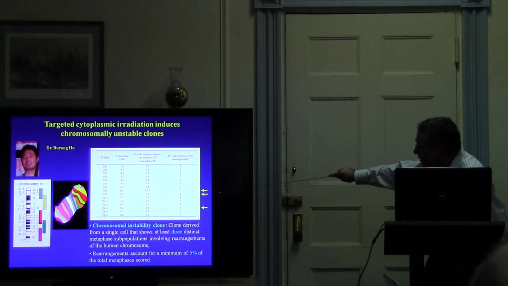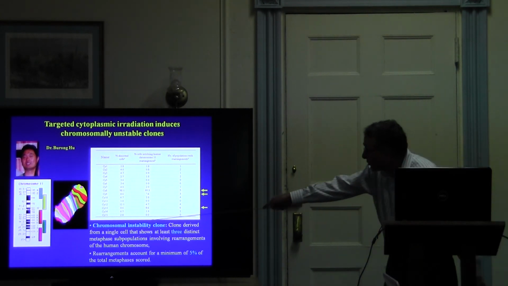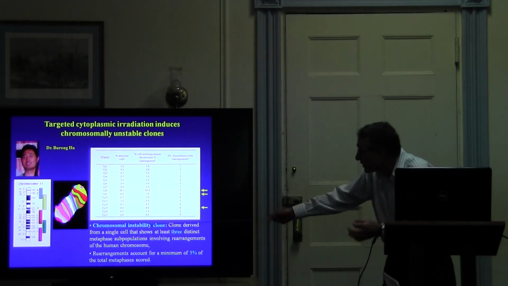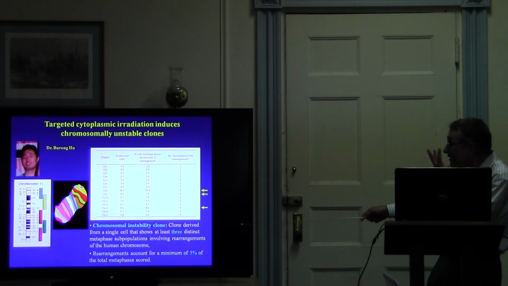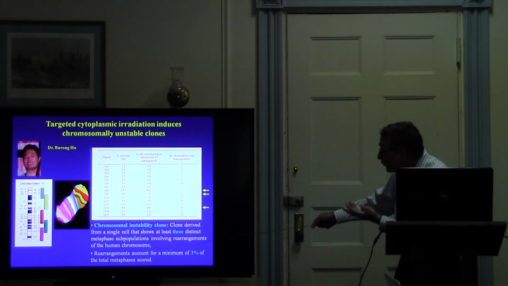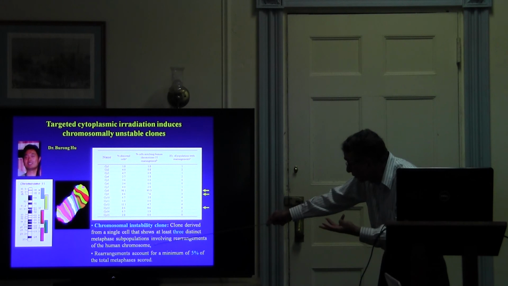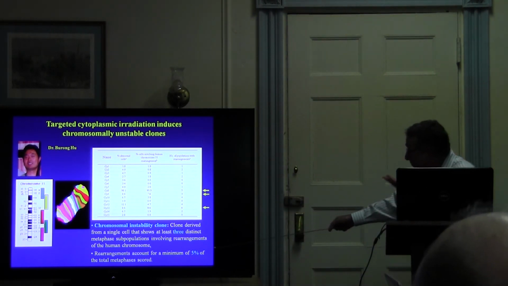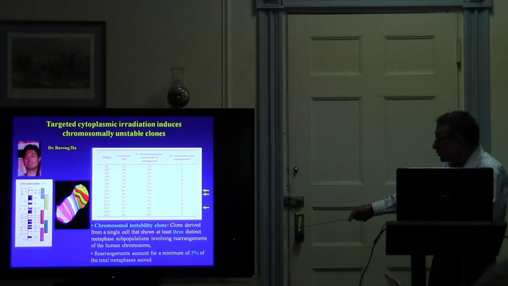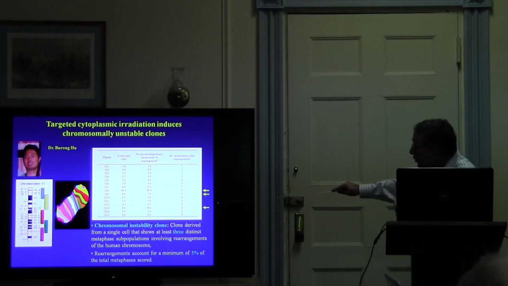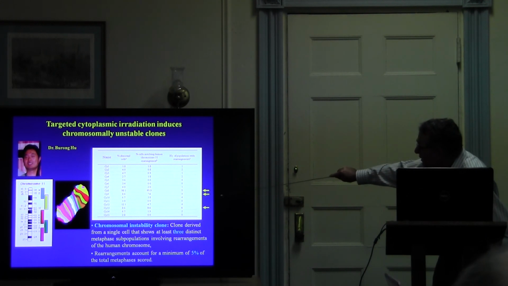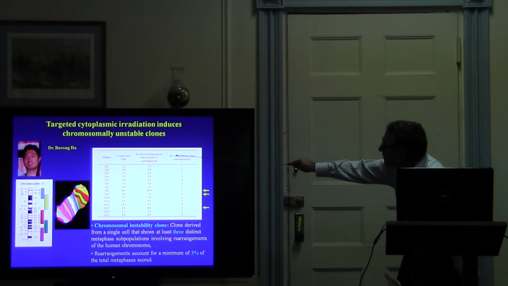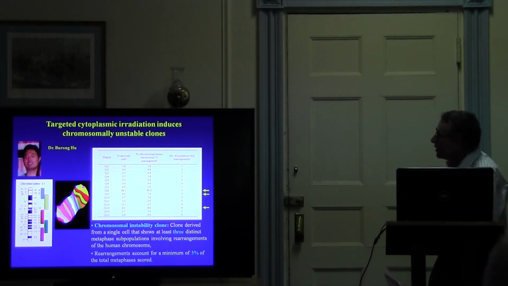And this is an example of 3 clones. They define chromosomal instability as a clone derived from a single cell that shows at least 3 distinct metaphase subpopulations involving rearrangements of the human chromosome in the cells, and that these rearrangements account for a minimum of 5% of the total metaphases scored. And you can see the 3 clones showed a highly significant chromosomal instability.